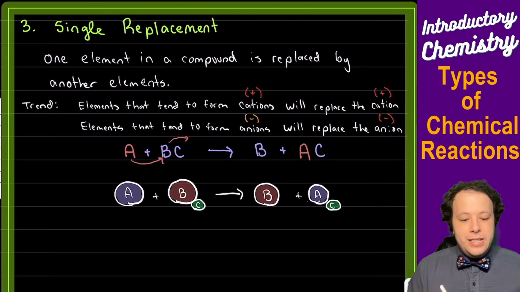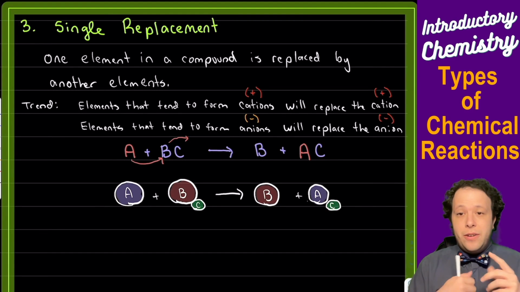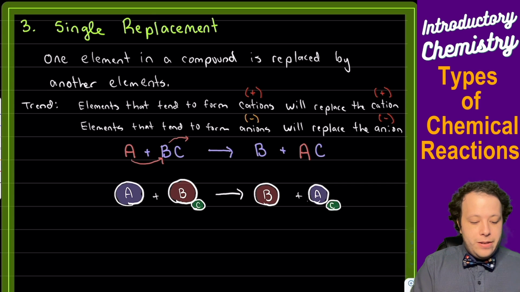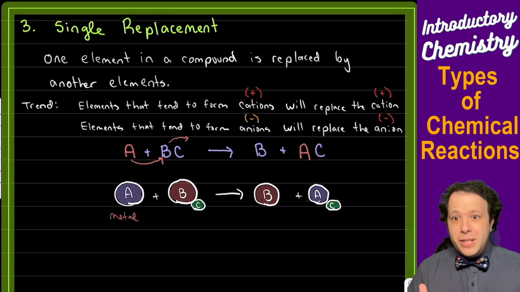Being that this is a single replacement, there's a couple little trends that are easier to remember here. Elements that tend to form cations will replace other cations. So for example, for A here, a lot of times this tends to be a metal. Metals generally will form cations. They have a positive charge. So if we have an ionic species that it's reacting with, it's going to replace the cation. If A instead is something that makes an anion, maybe like a gas, like chlorine or bromine gas, iodine gas, these ones are going to be forming anions, so they'll replace the other portion of it.